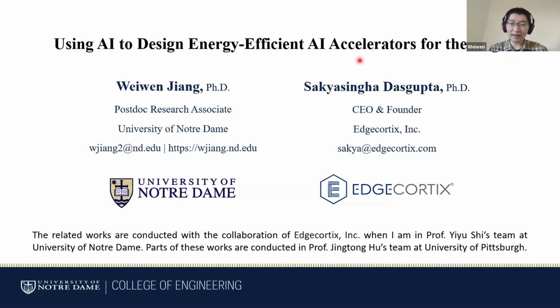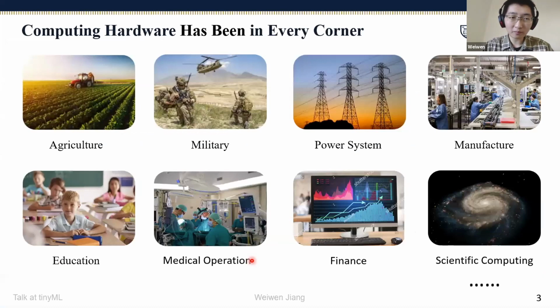Today, I will report my research works throughout this year to promote AI democratization. These works were conducted when I was in Professor Jingtong Hu's group at the University of Pittsburgh, and also in Professor Yu's group at the University of Notre Dame. These works were collaborations with Sakia from Edge Cortex, and in these works, we developed automatic co-design frameworks to simultaneously design both network and hardware.